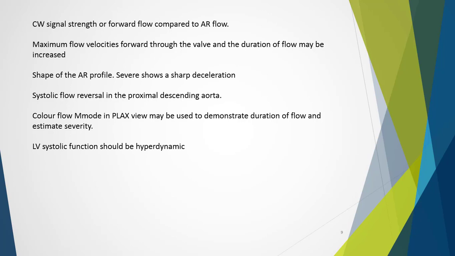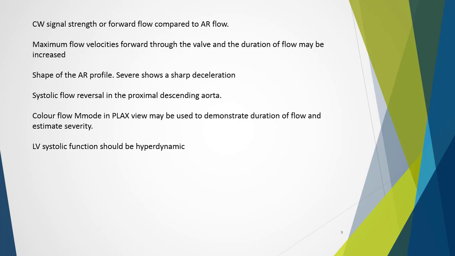Then we must consider the shape of the aortic regurgitant profile. As we've just described, severe regurgitation shows a sharp deceleration shape due to rapid pressure equalization. Systolic flow reversal in the proximal descending aorta may be seen. Pulse wave Doppler is applied just distal to the left subclavian artery, and then an end diastolic velocity is measured. A velocity of greater than 25 centimeters per second is significant. Color may show a significant red flash in the end diastole as well.